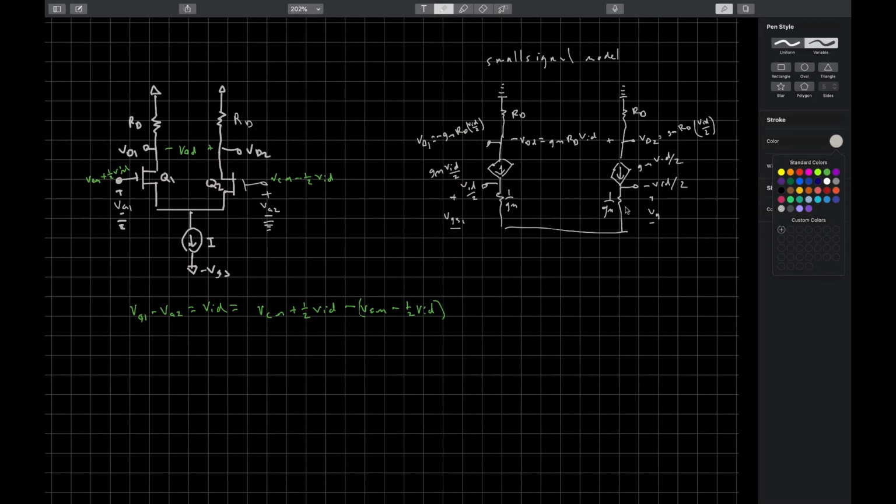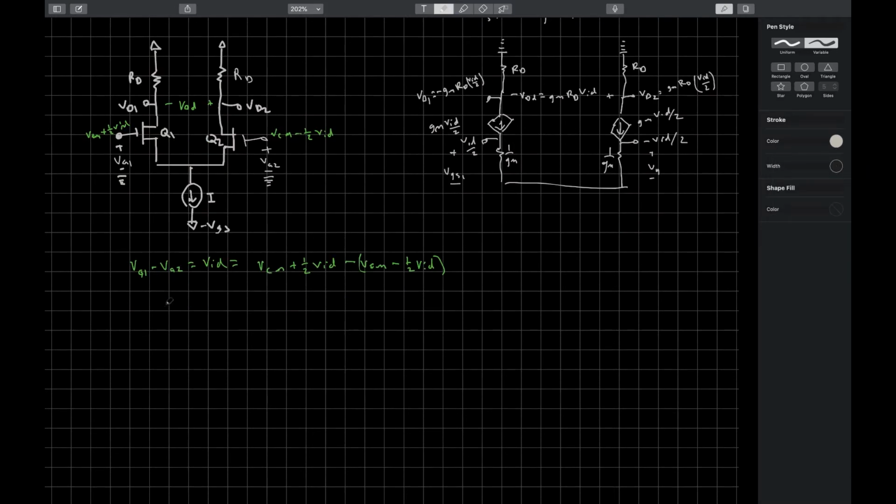The common modes will cancel each other. Then the voltage at drain 1 is negative GM RD VID over 2. The voltage at drain 2 is positive GM RD VID over 2. These come by taking that current source multiplied by my drain resistance. And so when I take the differential value, I remove the divided by 2 and I get GM RD times the differential input voltage. So let's look at that mathematically.